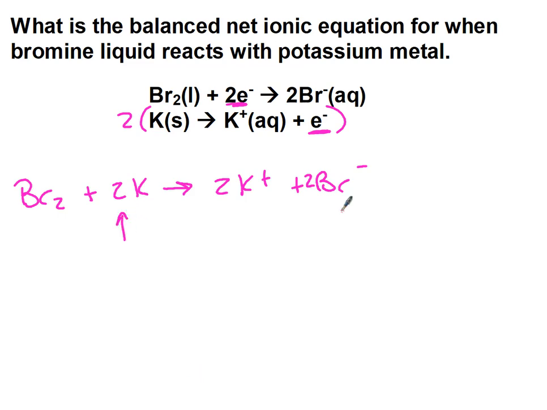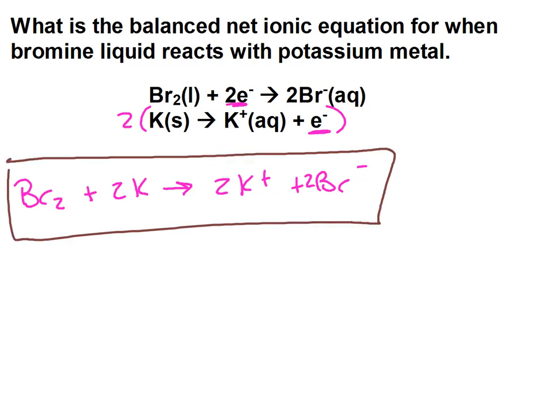Make sure that you have a 2 in front of potassium metal, potassium ion, and bromine ion. And make sure that you have charges on potassium ion and bromide ion. Notice that we don't have the electrons in there because they would have canceled out.